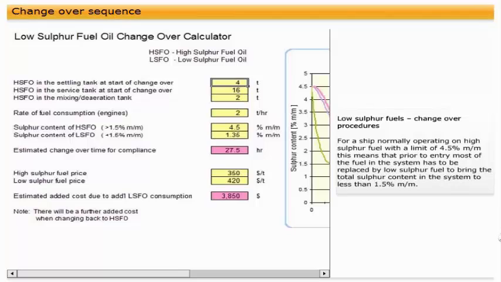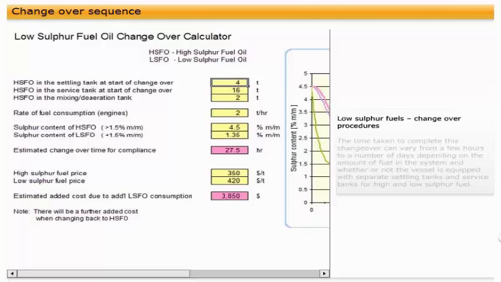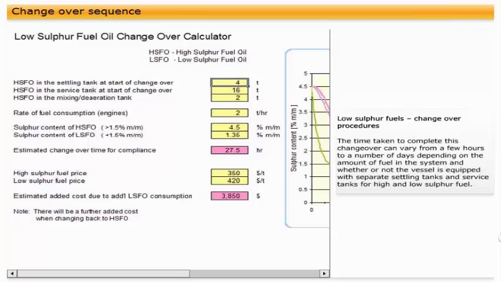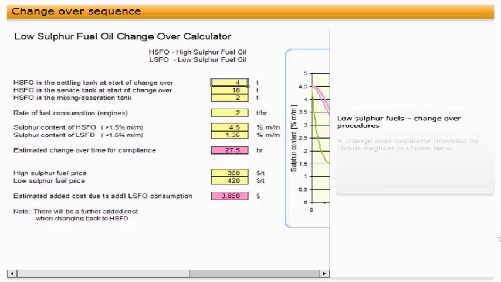For a ship normally operating on high sulfur fuel with a limit of 4.5% mass by mass, this means that prior to entry, most of the fuel in the system has to be replaced by low sulfur fuel to bring the total sulfur content in the system to less than 1.5% mass by mass. The time taken to complete this changeover can vary from a few hours to a number of days, depending on the amount of fuel in the system and whether or not the vessel is equipped with separate settling tanks and service tanks for high and low sulfur fuel.